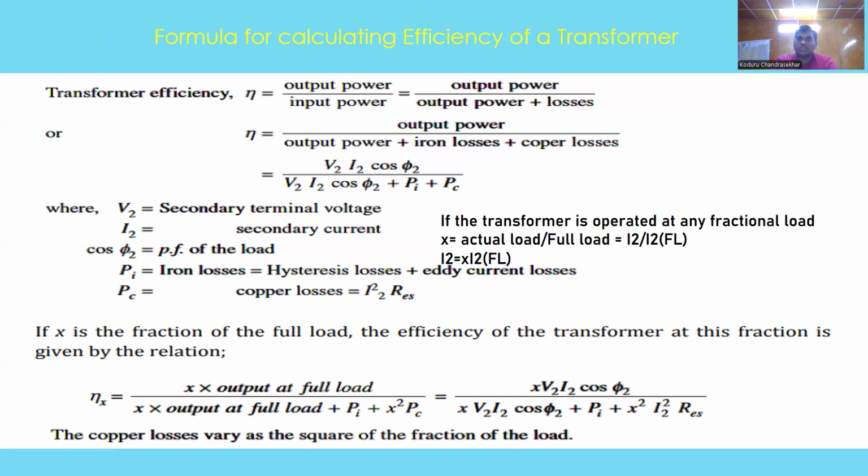So if the transformer has been operated at any other fractional load, we introduce another parameter x, which is equal to the actual load divided by full load. So x is equals to I2 divided by I2 in full load. So I2 is equals to x times of I2 at full load. Okay. So if x is the fraction of the full load, the efficiency of the transformer is given by the relation eta x is equals to x into V2 I2 cos phi 2 divided by x into V2 I2 cos phi 2 plus iron losses plus x square into I2 square into R2 ES, which is the copper losses. Okay, so the copper losses vary as the square of the fraction of the load.